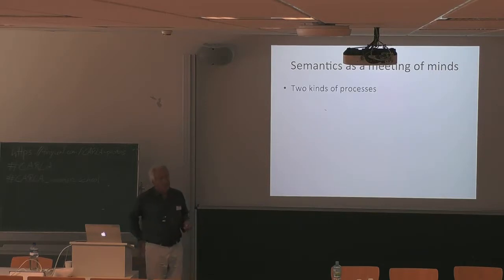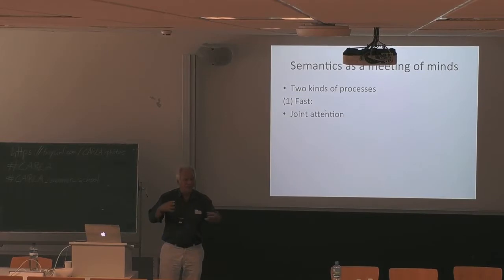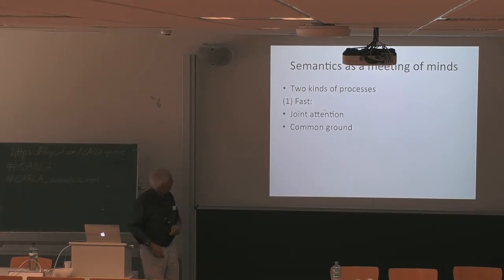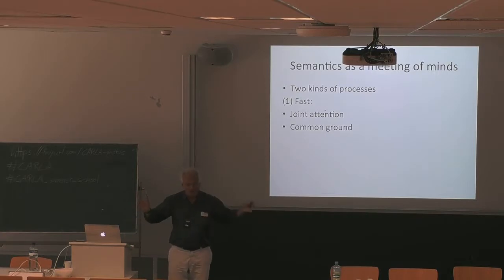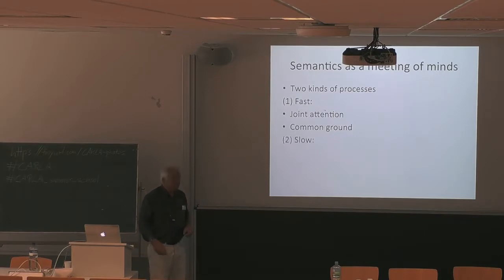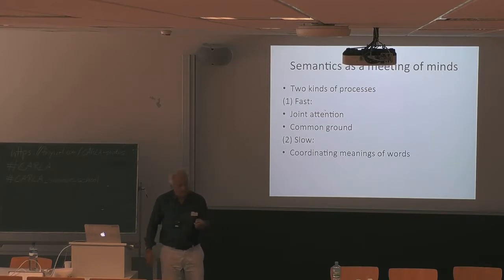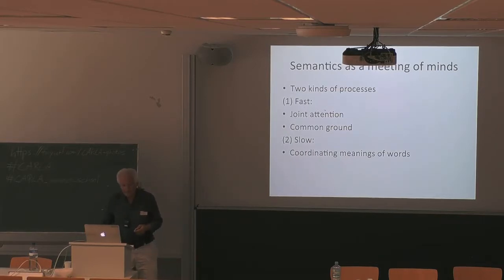I would like to say that when we communicate, there are two processes. One is fast and the other is slow. The fast one is when we draw attention to the same thing, when we have joint attention, or when we build up, in the dialogue, a common ground. I'll tell you what common ground is very soon. And the slow process is when we correlate the meaning of words. In linguistics, this is sometimes called the distinction between the pragmatics of communication and the semantics of communication.